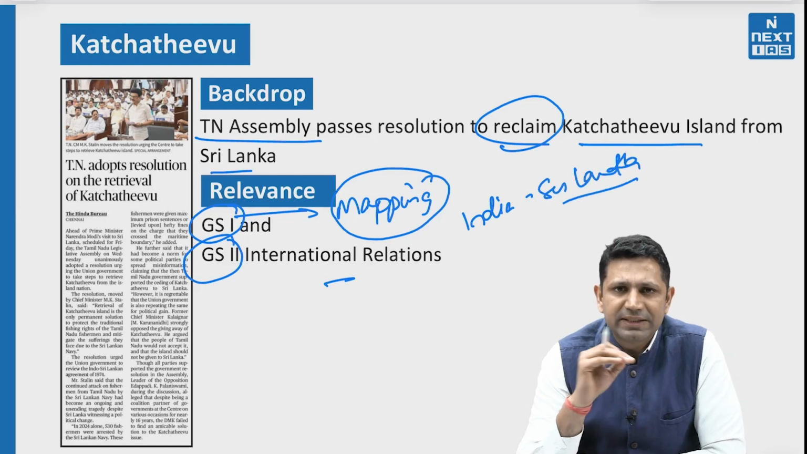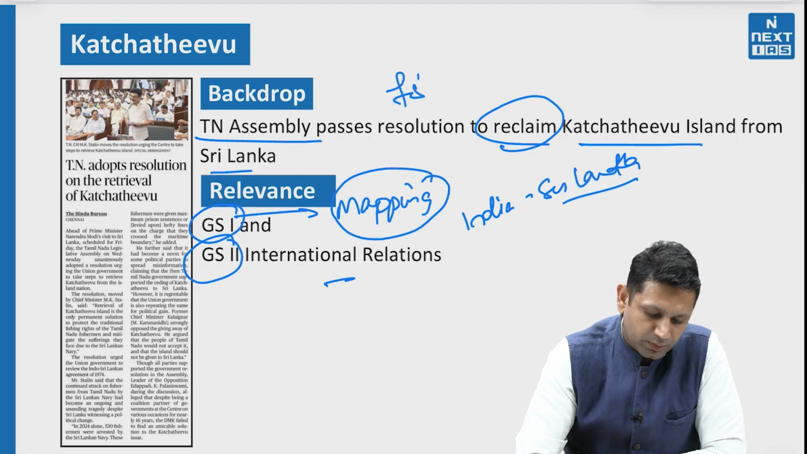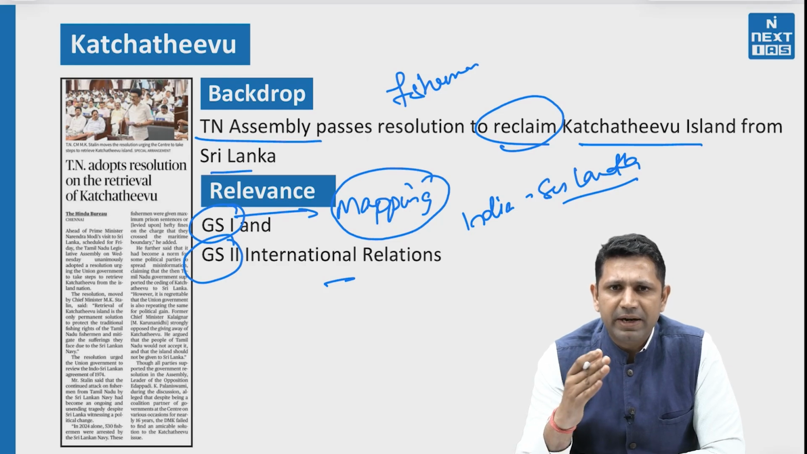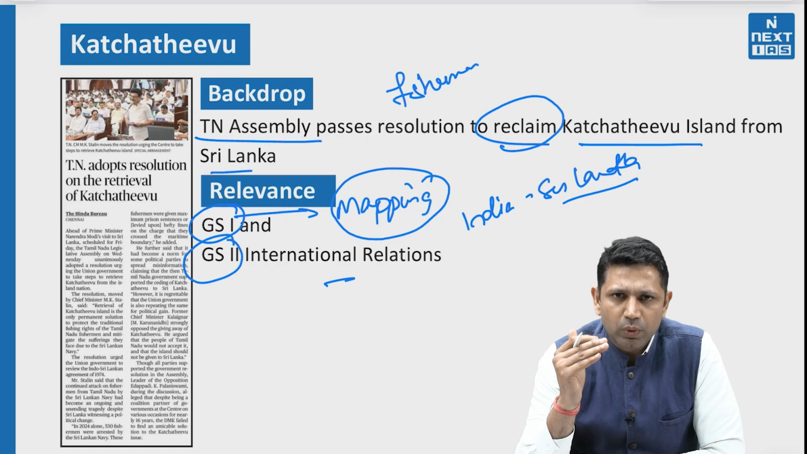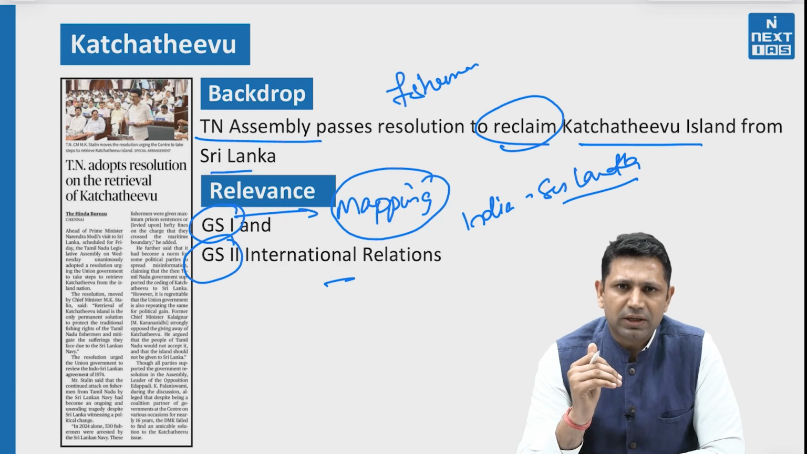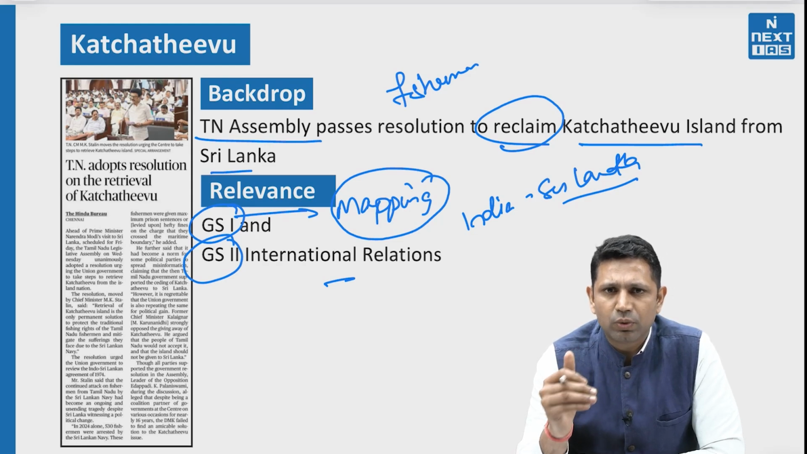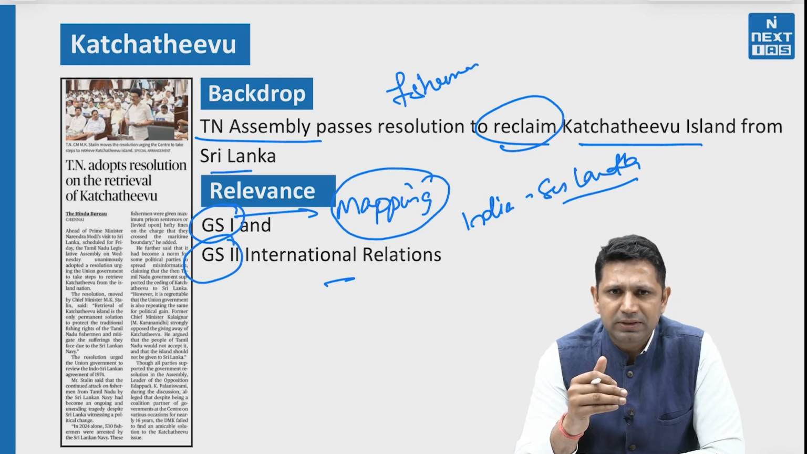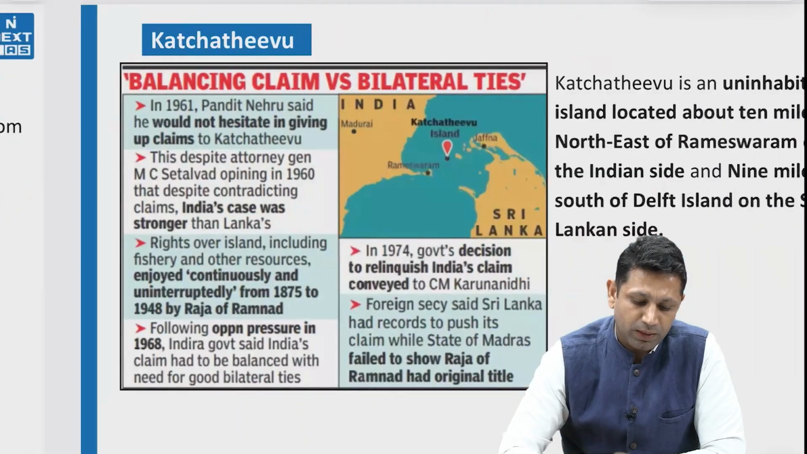Now, why has Tamil Nadu raised this issue? The issue is basically pertaining to fishermen. Because going off Katchatheevu Island to Sri Lanka actually increases the maritime boundary of Sri Lanka. Due to the increase in the maritime boundary of Sri Lanka, often the fishermen are crossing the maritime boundary and entering into the space of Sri Lanka, and that's why they are being persecuted also. There have been multiple cases in which the fishermen have been arrested and imprisoned also.